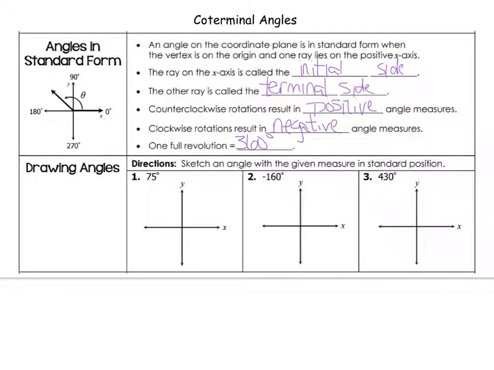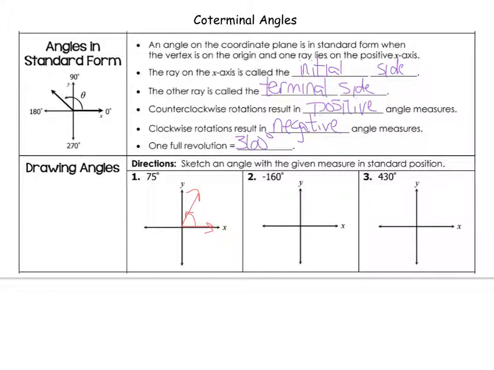Okay? So you're going to be told to sketch an angle in standard position. That means the initial side is going to be on the x-axis. So we're going to draw that ray there. 75 degrees. That's going to be not quite 90, right? We don't have to be super exact here. We just know that it's going to be pretty close to 90. We draw an arrow to show we were going that way, okay?